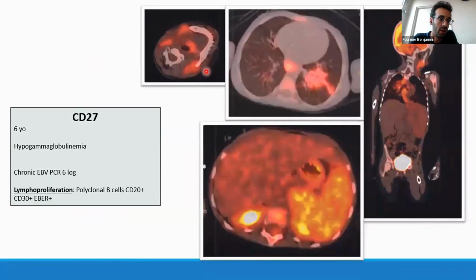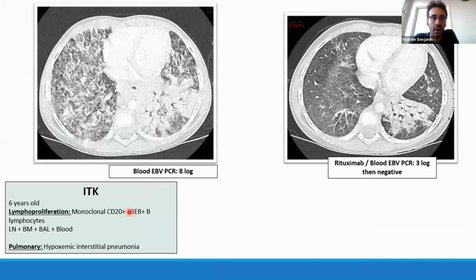He was 6 years old with hypogammaglobulinemia because the B cells require an interaction with the T cell to be fully functional. The patient has a very elevated chronic EBV PCR nasal load, and he had clinical proliferation with lymph nodes, pulmonary involvement, masses. This proliferation was polyclonal B cells and of course EBV positive, and he went well after allogeneic hematopoietic stem cell transplantation. Here another example with ITK deficiency, which is more related to combined immune deficiency.